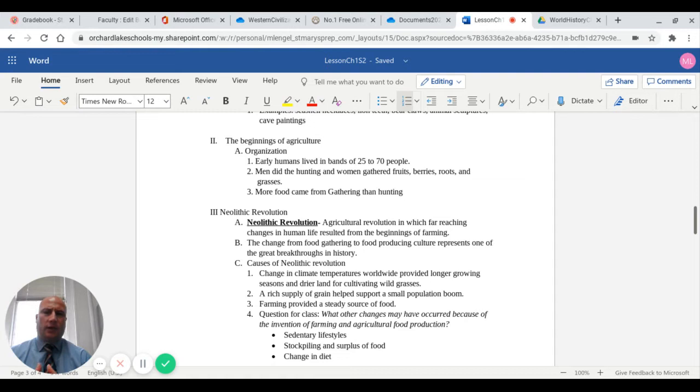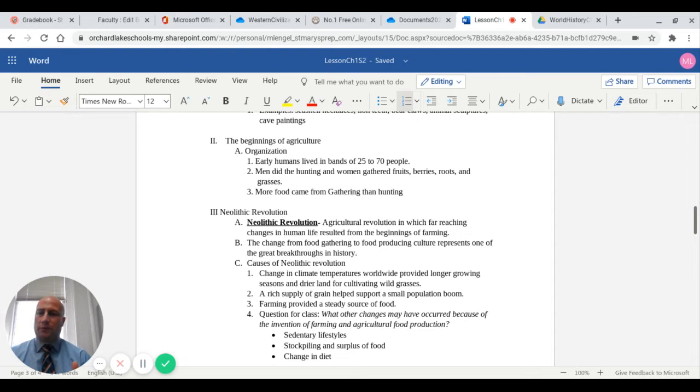Here are some insights to what may have caused that. Number 1, we saw a change in climate. Increased temperature worldwide provided longer growing seasons and drier land for cultivating your wild grasses. Point number two, a rich supply of grain would help support a small population boom worldwide. Farming provided a more steady source of food so people could survive a little bit easier.